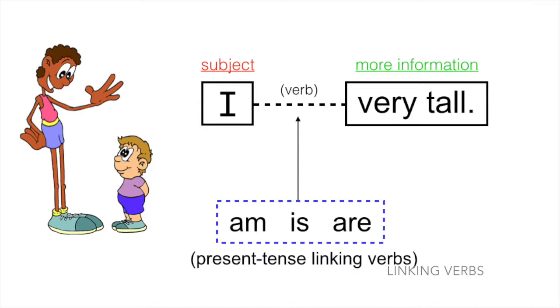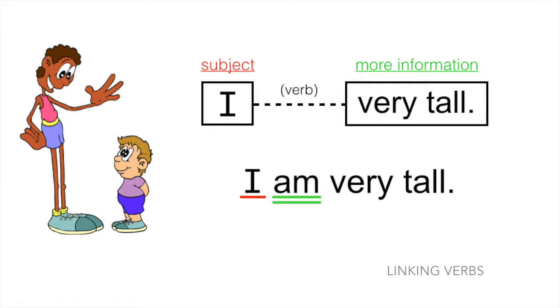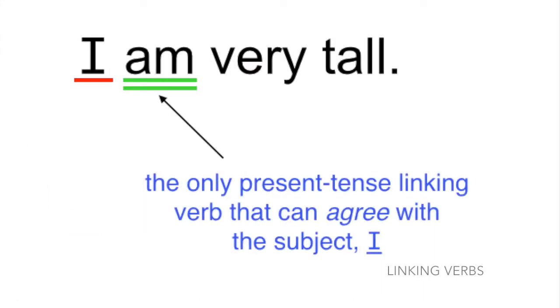This time we'll just say the examples out loud. So I am very tall. That could work. I is very tall. That would not work. And I are very tall, which would definitely not work. So we know that the answer is am. I am very tall. Also, be sure to remember that am is the only present tense linking verb that can agree with the subject I.